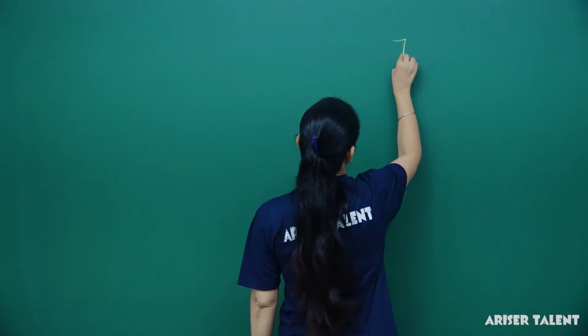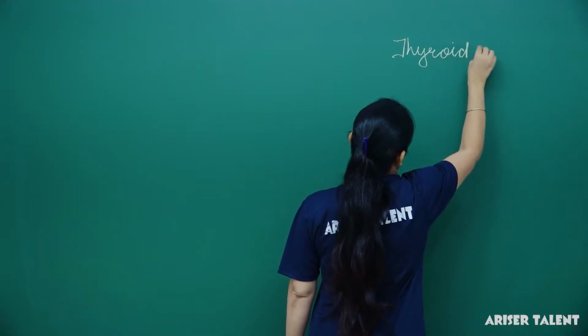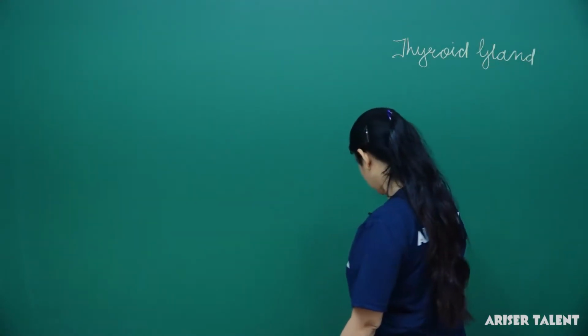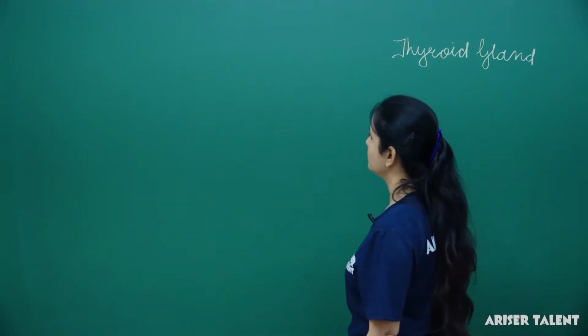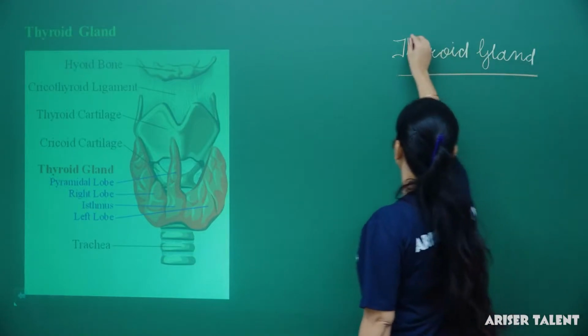As you know, we are studying about the human endocrine glands and their secretion. Okay, now in this lecture we are going to talk about what? We are going to talk about the thyroid gland. Here we have the thyroid gland.